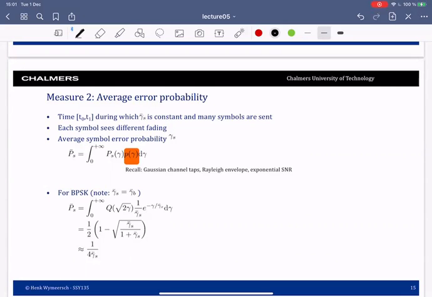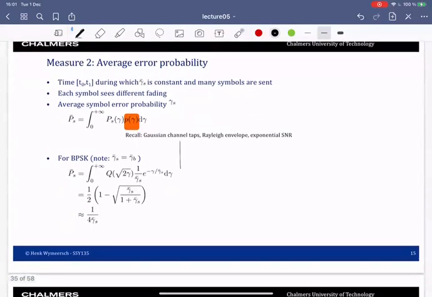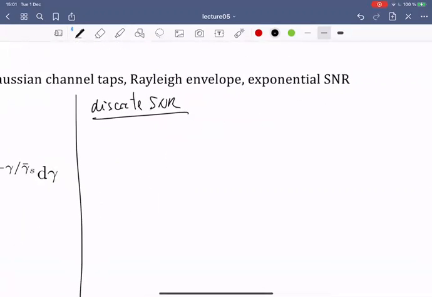Welcome back. Let's do a small example to make these concepts maybe a bit more clear. So let's say instead of our standard Rayleigh fading channel, we have a discrete SNR distribution. So gamma and P of gamma. And gamma can take on two values, 0 and 10, let's say, with probabilities like this. Let's say probability Q and then 1 minus Q.